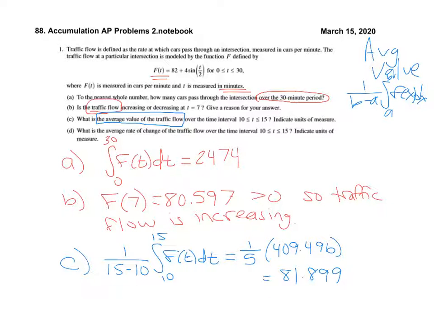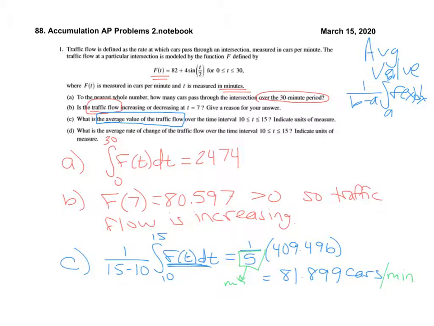So when we integrate this, the integral of cars per minute is cars. But then we have the over 5, right? This 5 is minutes. So the average value is cars per minute. That's it. And then D.